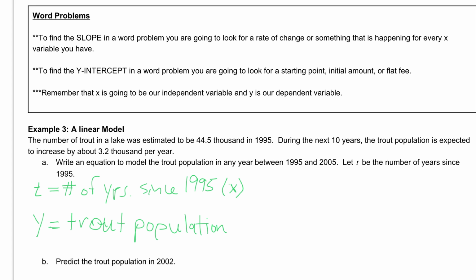So what we need to come out with our word problem is we need a slope and we need a y-intercept. Our slope is going to be something that's happening for every year. Remember, slope is something that's happening for every x. So since x in this case is the number of years, we're looking for something that's happening every single year. Well, if we look at our problem, it says the trout population is expected to increase by 3.2 thousand per year. Per every, that indicates that this 3.2 thousand is happening for every year, which tells us that that's our slope. So we know that m is equal to 3.2 thousand.